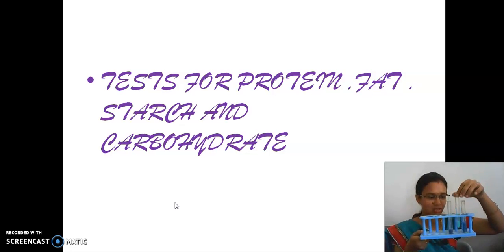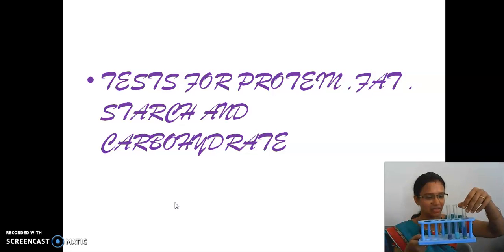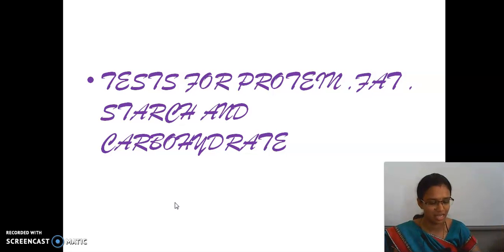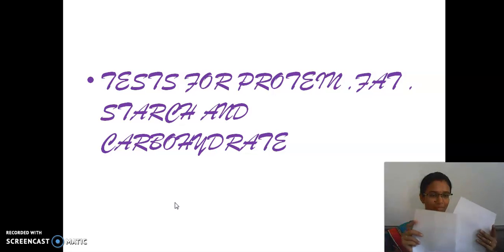Clear? So this color transformation of pulses confirms the presence of protein in the food material. So this has not turned and this one is also not violet. So this test confirms the presence of protein. Clear? Next one is test for fat. For that I am going to take 3 papers.